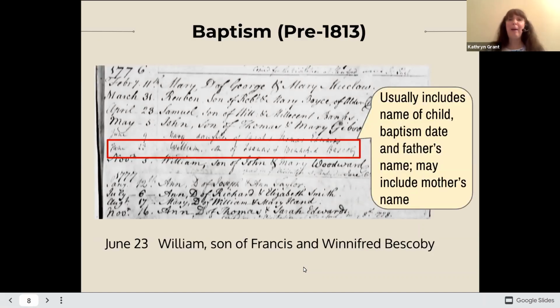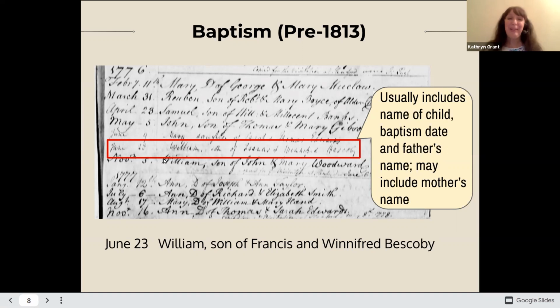This is a baptism before printed forms started to be used. And so you'll see some variations. You know, clergymen might list things in different order, or some would include occupations and others wouldn't, and so forth. But usually you can count on at least seeing the name of the child, the baptism date, and the father's name. And very often the mother's name was included too, but not always.